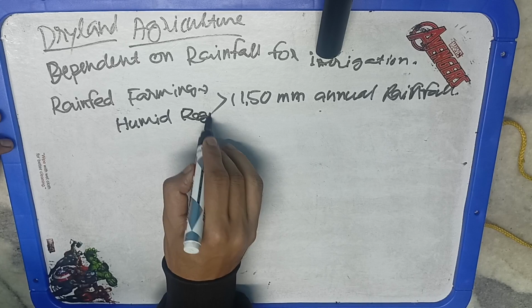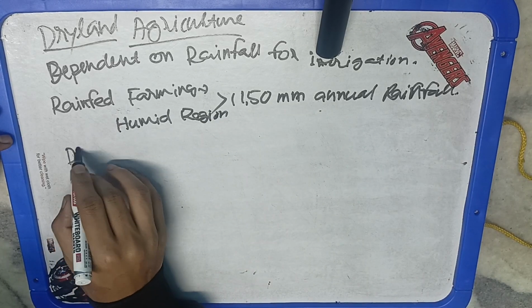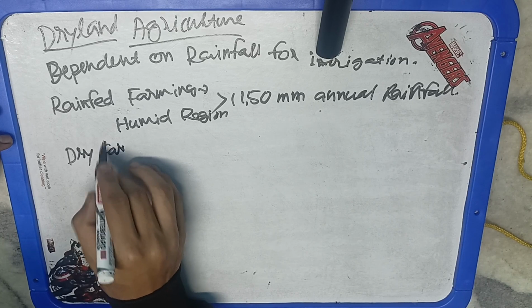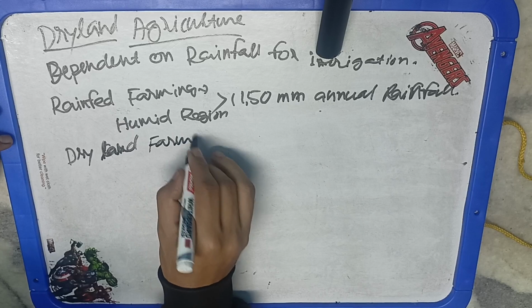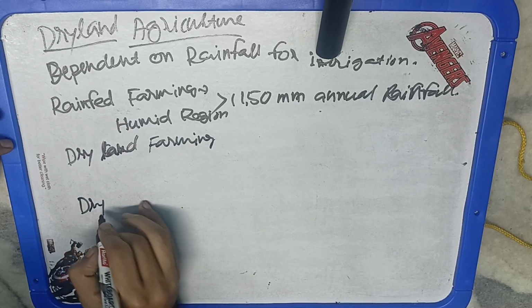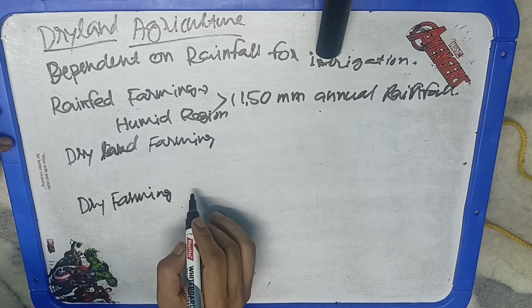The very first is dry farming. When the rainfall in any area is less than 750 mm, that is known as dry farming. Similarly, dryland farming is when the rainfall is 750 to 1150 mm. And the third category is when the rainfall is more than 1150 mm, that area is known as rainfed farming. Again, it seems that this condition is far better than the other two, dry farming and dryland farming.